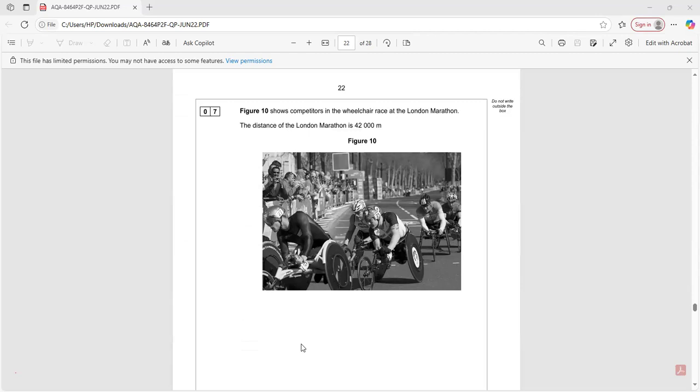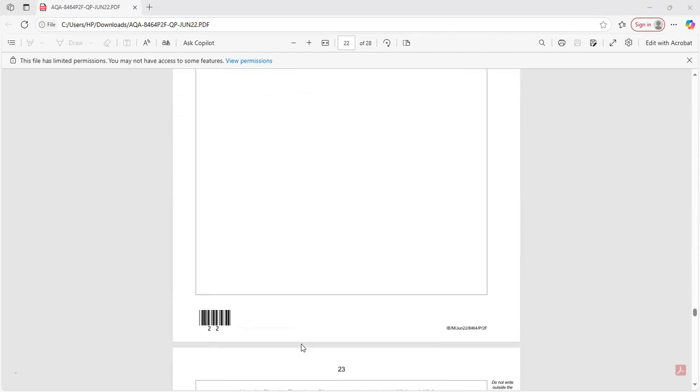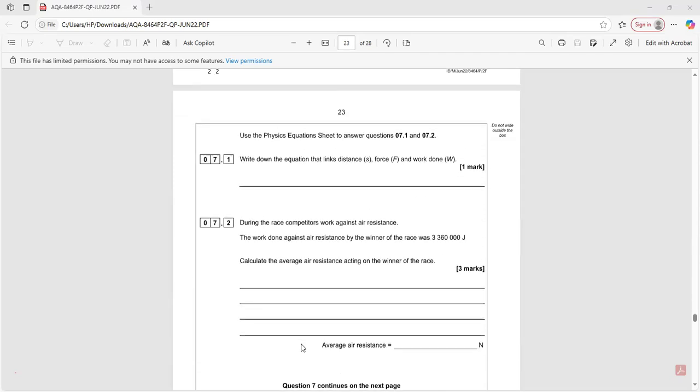The distance of the London Marathon is 42,000 meters, sorry. Write down the equation that links distance, force, and work done. We know that work done is equal to force times distance, right? So that's the formula that links it.